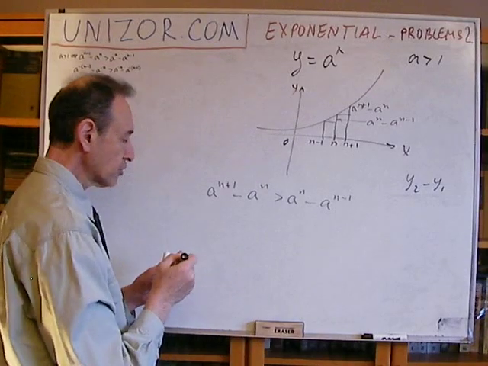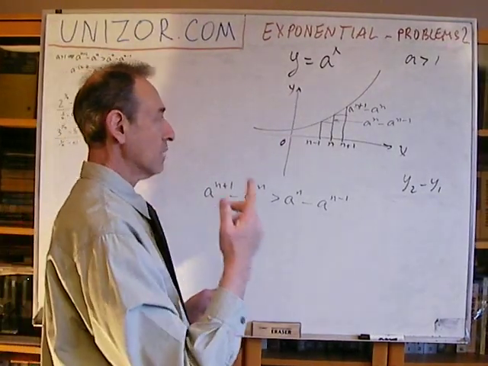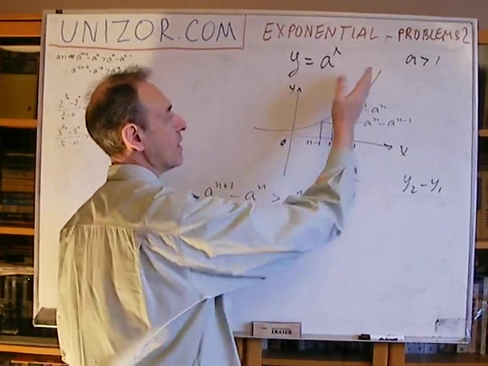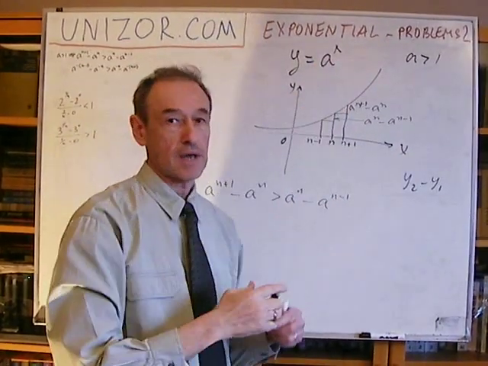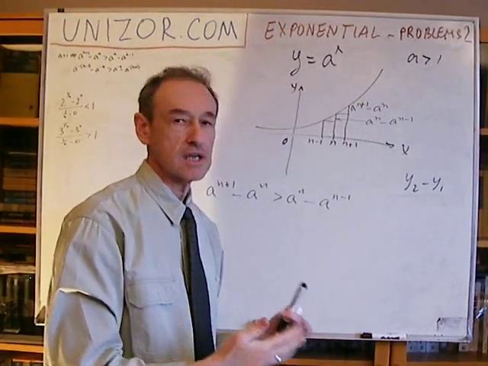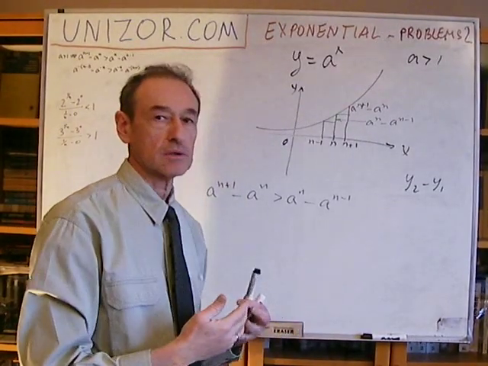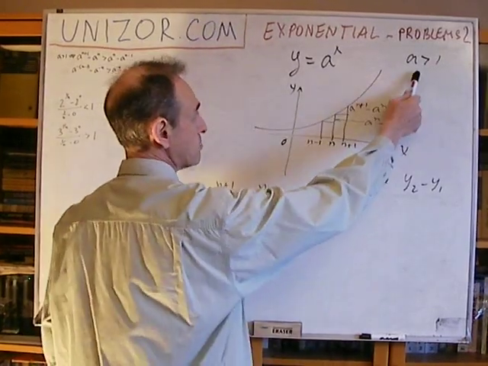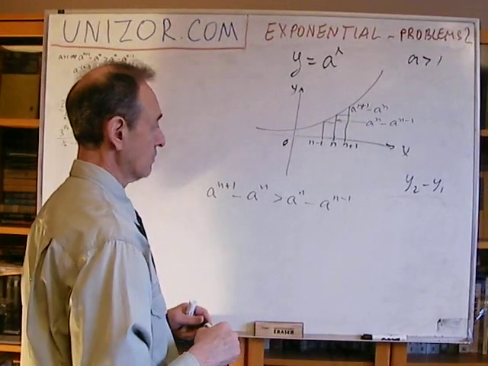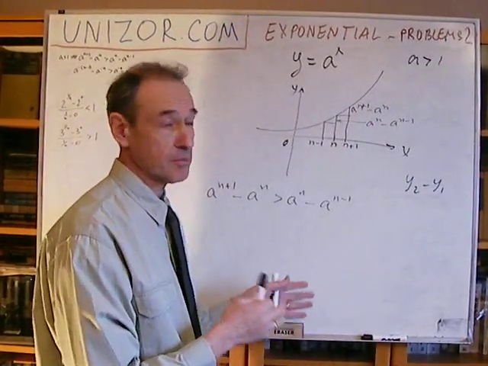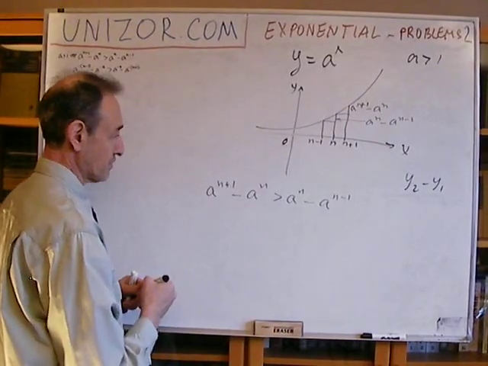Now, if I will be able to prove this, then what follows is that this increment is greater than this, which means the function grows faster and faster and faster as we go to infinity. And that's basically the most important qualitative information or characteristic of the exponential function with base greater than 1, which I would like to convey. So many words for such a simple proof, actually. The proof is very trivial here.